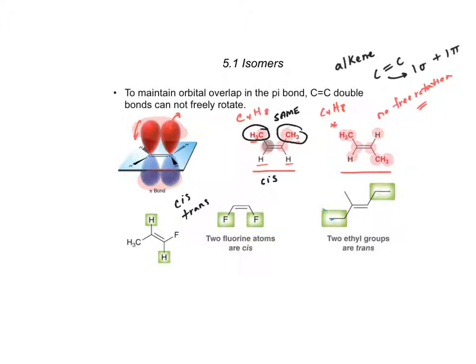This is cis, whereas this guy, we've got methyl-methyl. Where are they at relative to one another? They're opposite, so we would call this trans, okay? So again, this is another example of stereoisomers.